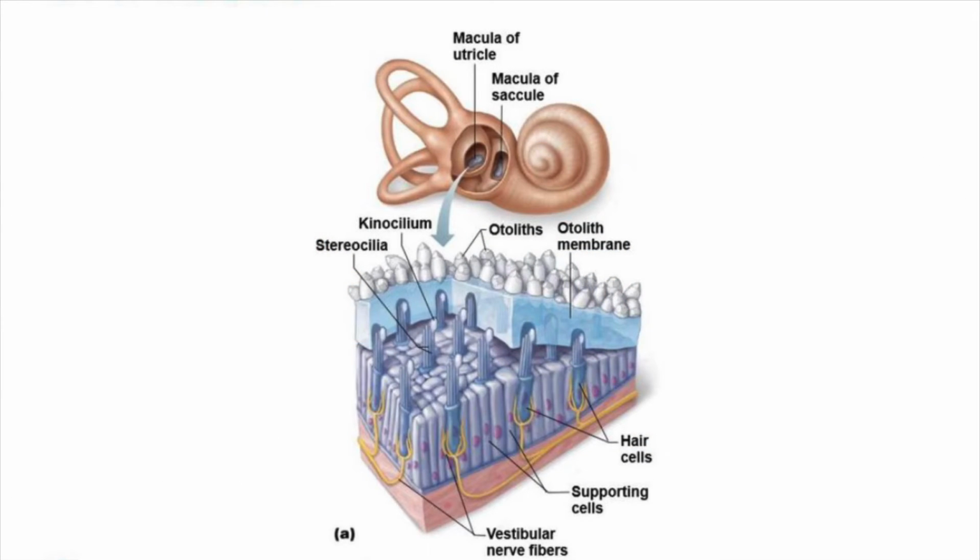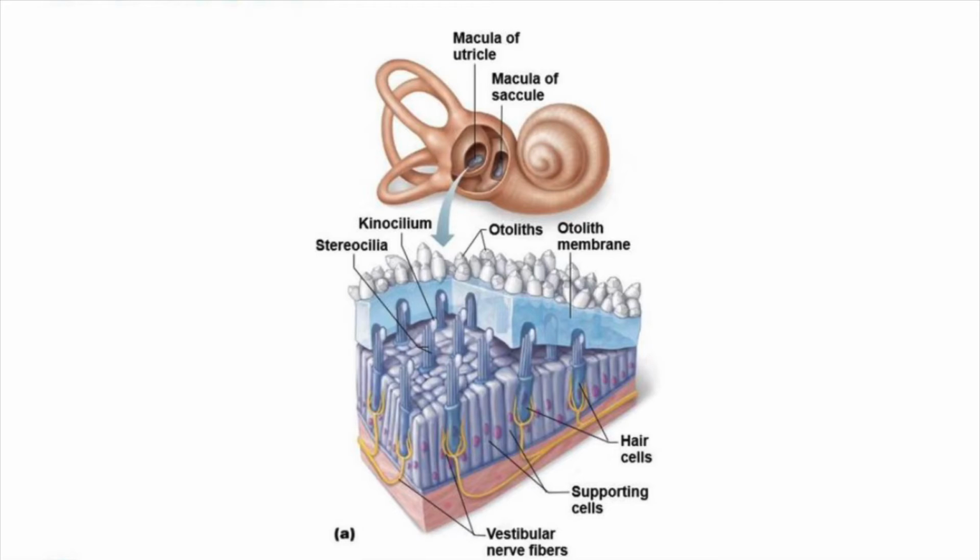Now, moving on into balance, this picture is on page 591 of your book, and it shows you the location of the macula and also its basic structure. Now, Dr. Witt will explain to you that there are 2 types of balance. There's static balance, and then there is dynamic balance. So the macula is mostly used for your static balance.